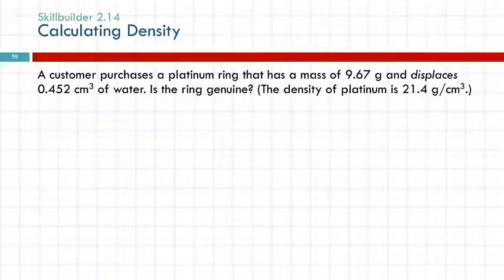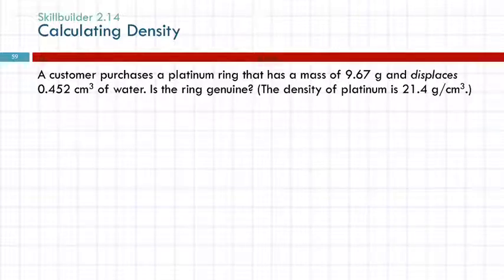Let's look at this question. A customer purchases a platinum ring that has a mass of 9.67 grams and displaces 0.452 cubic centimeters of water. Is the ring genuine? We're given the density of platinum, 21.4 grams per cubic centimeter. If the ring is platinum, it doesn't matter the style, the size, the shape of the ring. The density of the platinum ring will be the same as the density of any other object made out of platinum. So to figure out if this ring is really platinum, we can calculate the density and compare it to the known density.